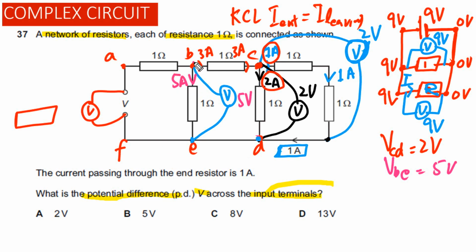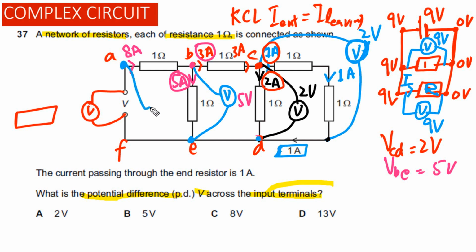Now, look at this junction. How much current is leaving this junction? That is equal to 5 plus 3 amps, so 8 amps. So how much current is entering? That has to be equal to 8 amps. The next potential difference we need to find is across point A and point E.